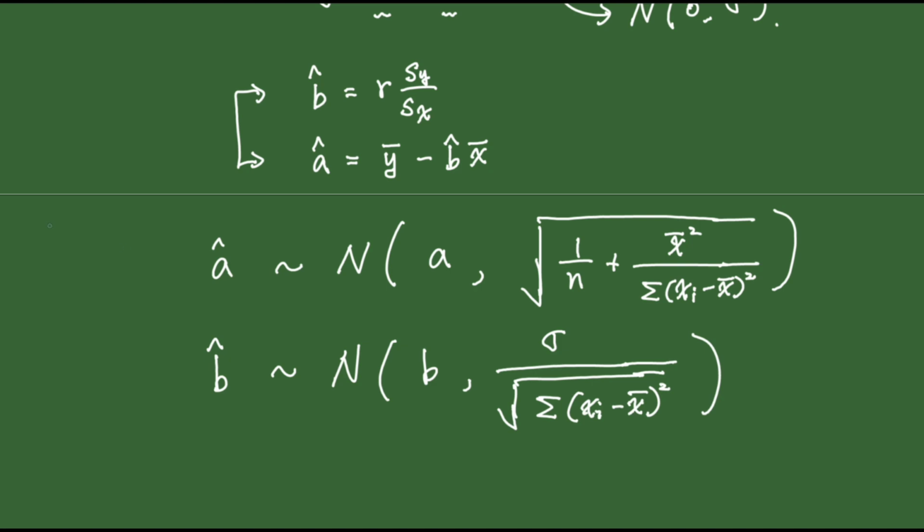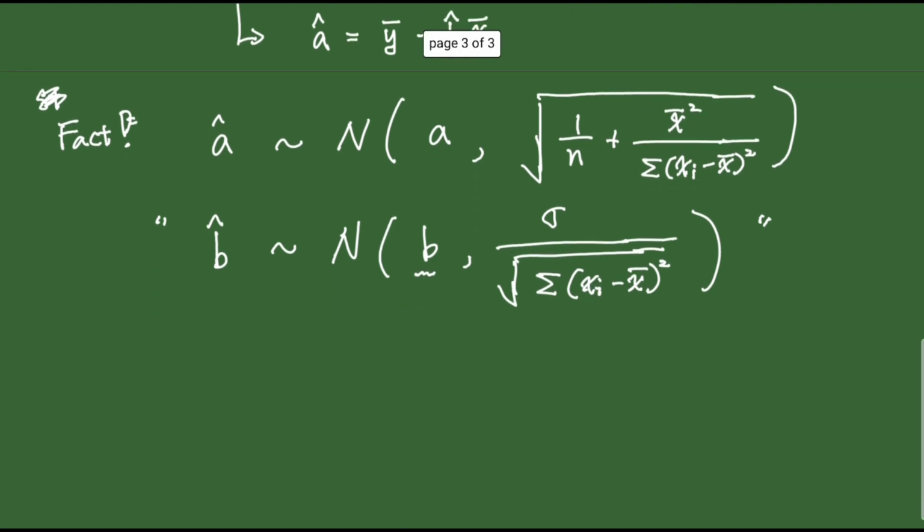You don't need to memorize these. This is just a fact, so you can just understand what's going on. Statisticians figured out these two distributions, so we just take it for granted. B hat follows the normal distribution, its mean is the true slope, and its standard deviation is sigma over the square root of the summation of xi minus x bar squared. How do we use this fact to construct the CI?